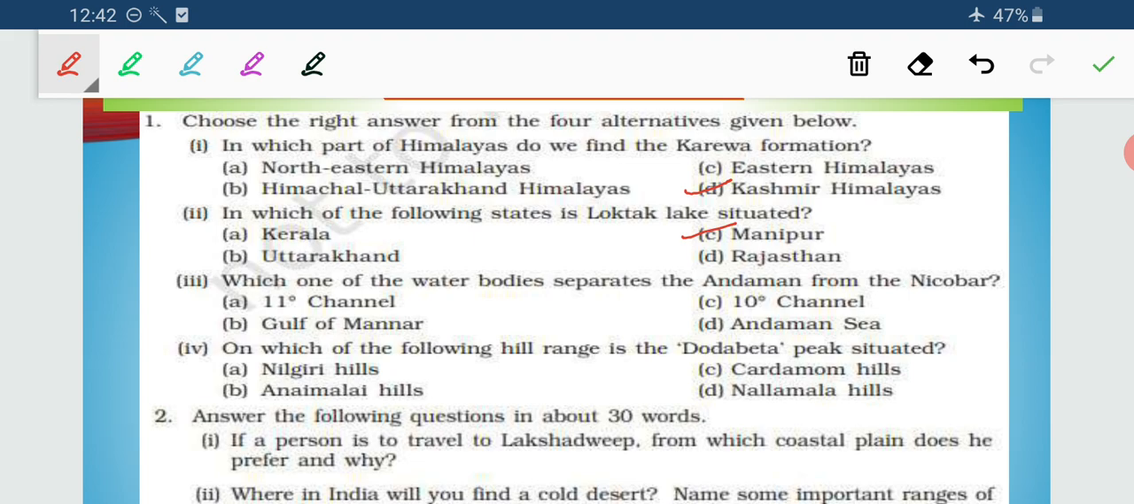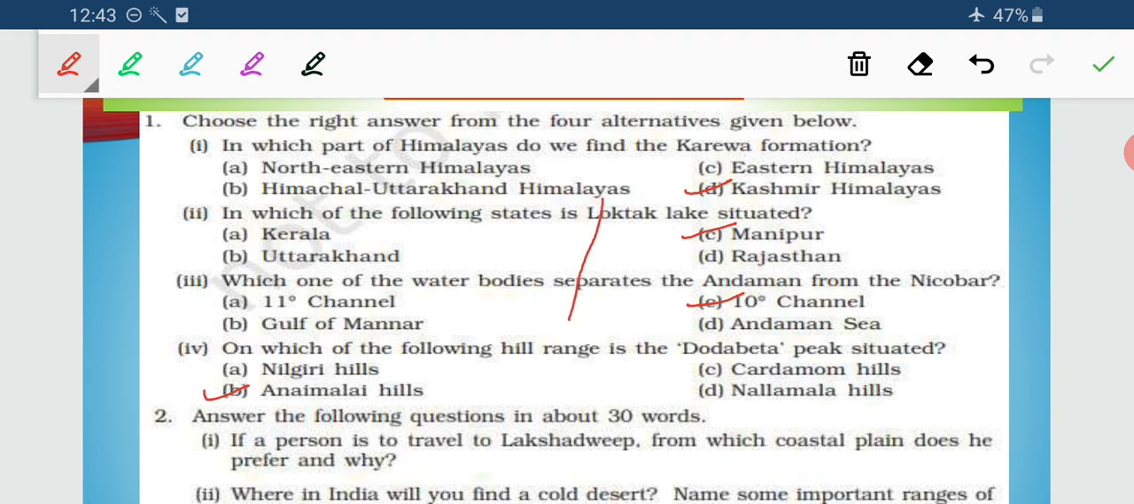Which water body separates the Andaman from the Nicobar? It is the 10 degree channel. The 11 degree channel is for Lakshadweep and the 10 degree channel is for the Andaman Nicobar island groups. Now the last MCQ: on which of the following hills is the Doda Betta peak situated? It is the Anamalai Hills. So here the MCQ part is over.